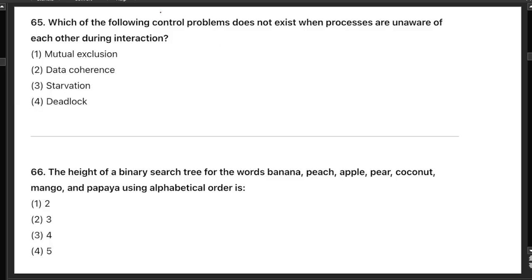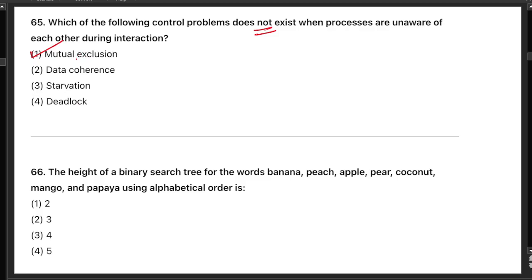Our question is, which of the following control problems does not exist when processes are unaware of each other during interaction? So the control problem that does not exist is mutual exclusion, because it is the control problem where only one process can access a resource at a time to prevent conflicts. So I hope you got this question as well. The answer is mutual exclusion.